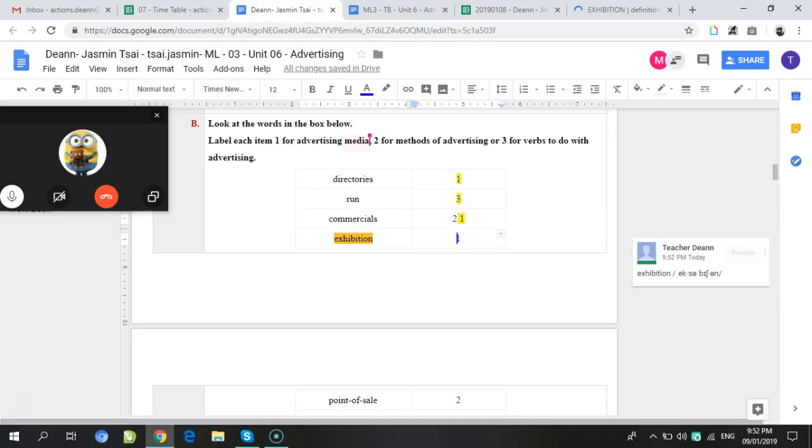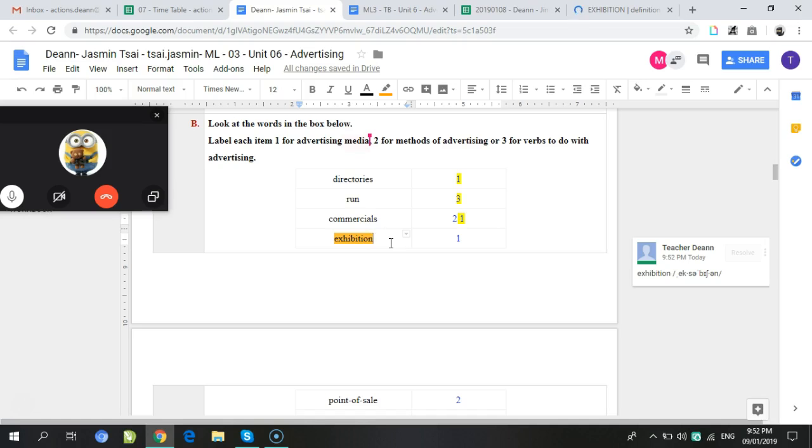actually 2. Okay, why is it 2? Exhibition is a method of advertising because in that process, we can exhibit the things, or the products that we have. Okay, so do you have any questions for that?